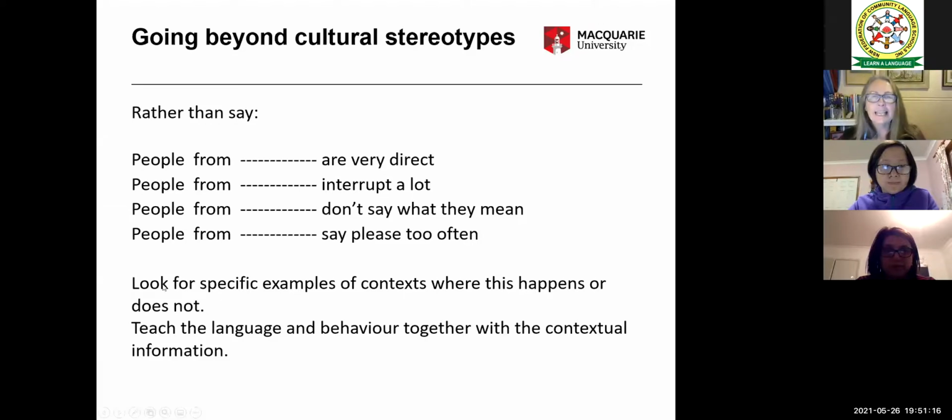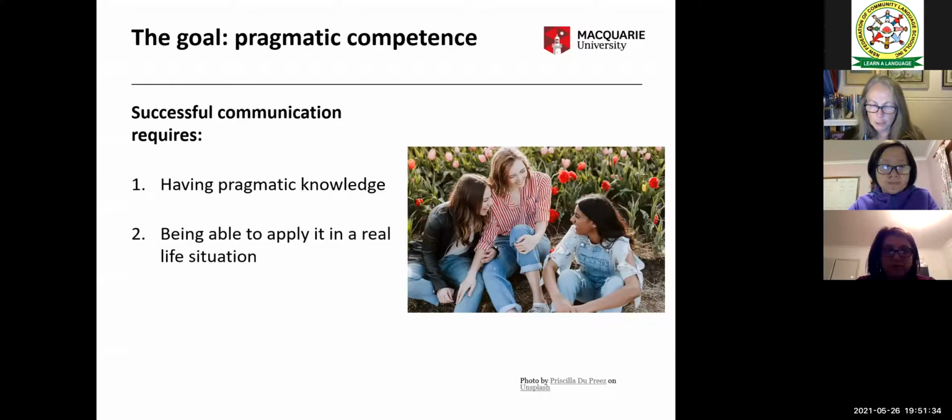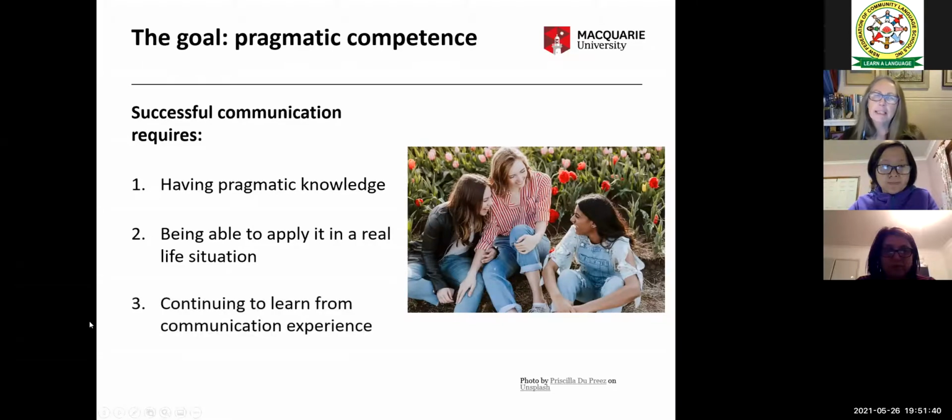And your goal is for your students to have pragmatic competence. And that is being able to communicate successfully, having the pragmatic knowledge, knowing all the things that are used in your language to make these interpersonal meanings, being able to apply it in a real life situation. And finally, this is a really important one, and we often don't think about that: continuing to learn from communication experience. So it's important to give the students the opportunity to be aware of when what they do doesn't actually work. You know, when they can get feedback, when they can understand that they haven't done something correctly.